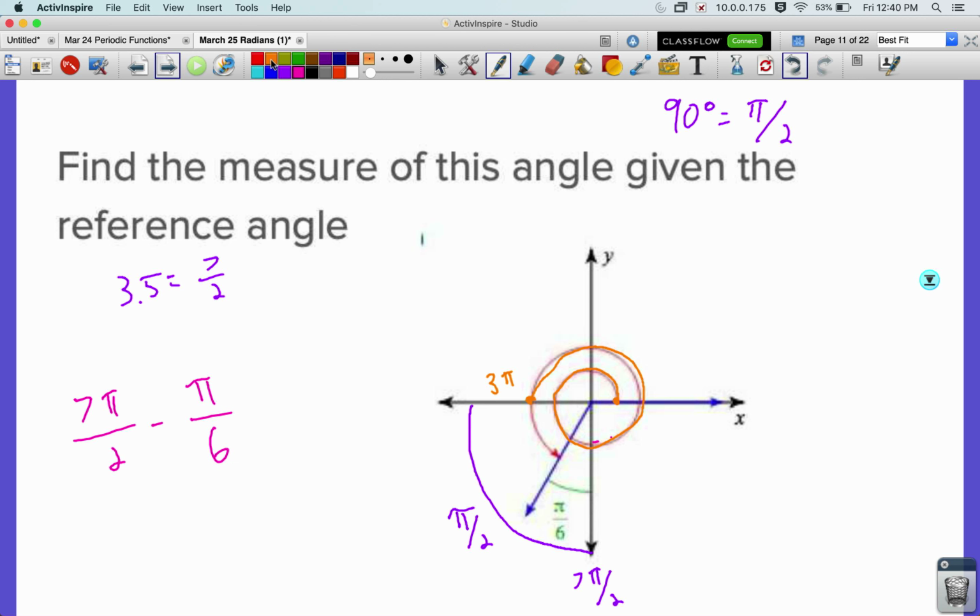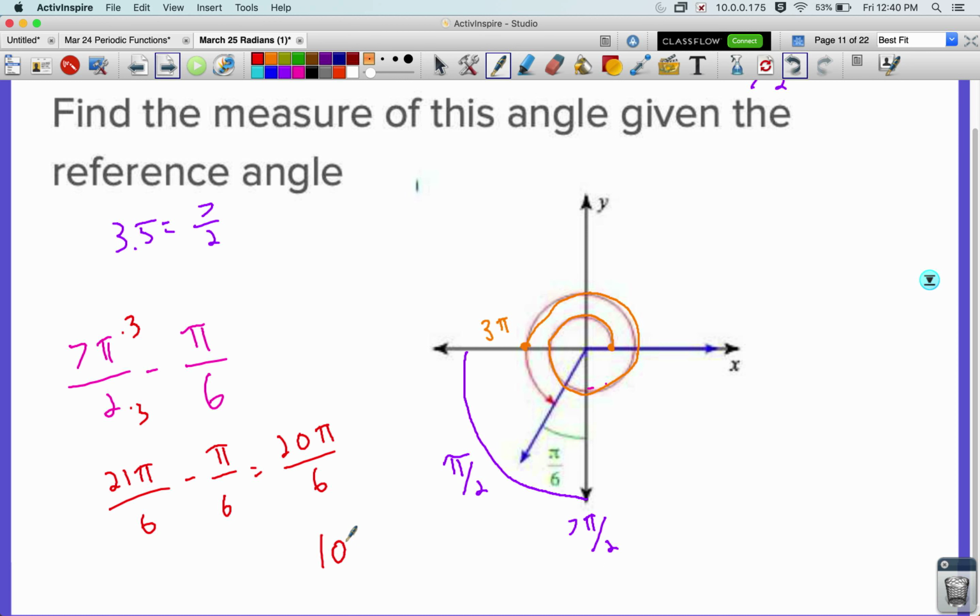Got to get a common denominator here, so I'll multiply the top and the bottom of this one by 3. 21 pi over 6 minus pi over 6 equals 20 pi over 6. And then that can be simplified to my final answer, 10 pi over 3. All right.